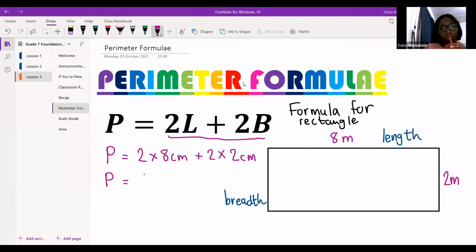And then we go P is equal to? 16 plus 4. Good. And then my last line? P is equal to 20. You missed something, Guguletu. What did you miss?